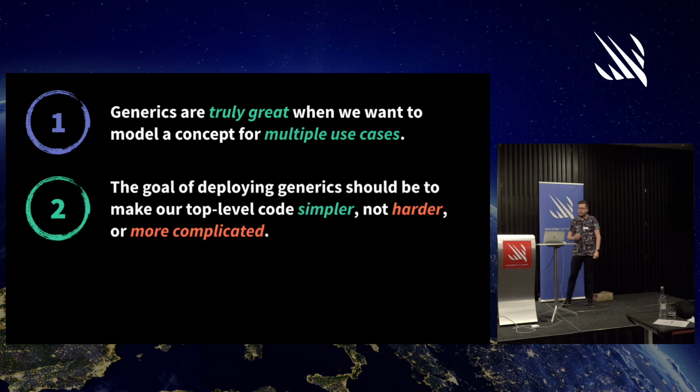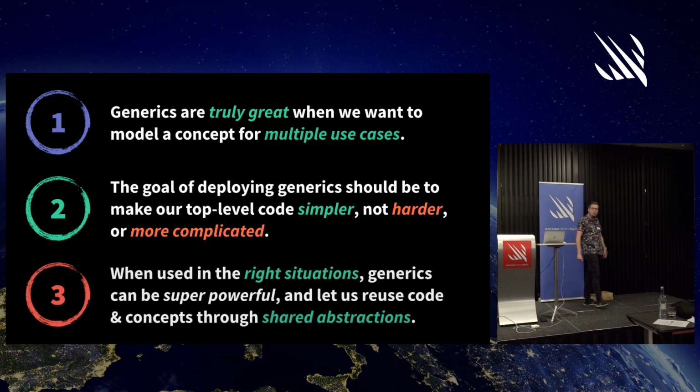The goal of deploying generics should be to make our top-level code simpler, not harder or more complicated. Again, it's not about showing off how many Swift features you know how to use. It's about making our code better. And generics can be a great way to achieve that, but it's not a silver bullet. It's not something that should be used for every single use case, especially if we don't have those multiple different use cases. And then finally, when used in the right situations, generics can be incredibly powerful.